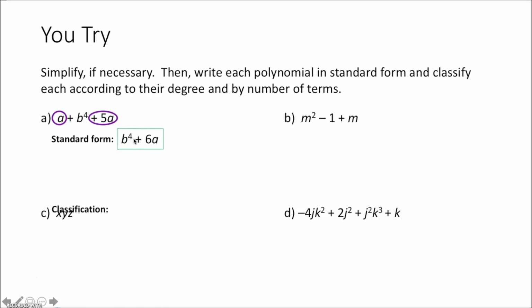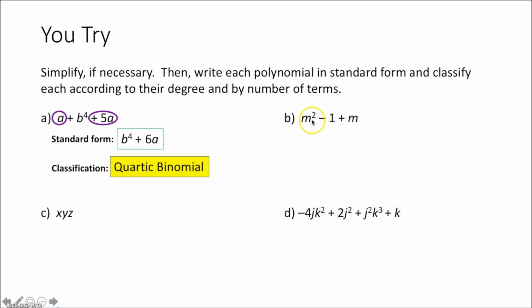Now the question is, how do we classify this? So we classify it according to degree and by number of terms. So what's the highest degree? Term with the highest degree would be this 4. So it's a 4th degree or quartic and then 2 terms, binomial. Here we have m squared minus 1 plus m.